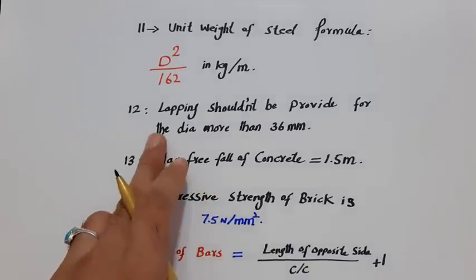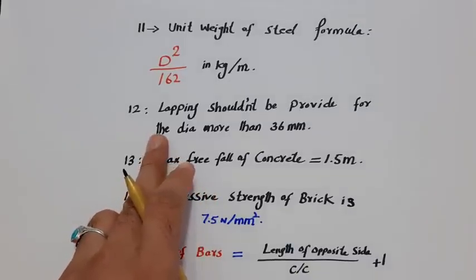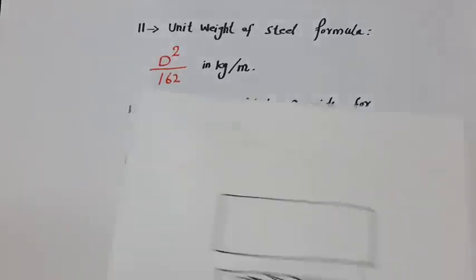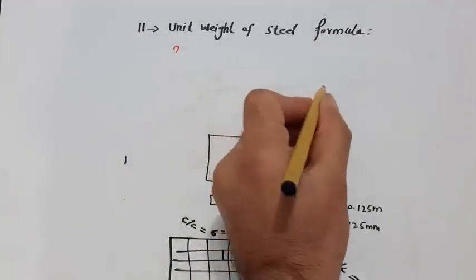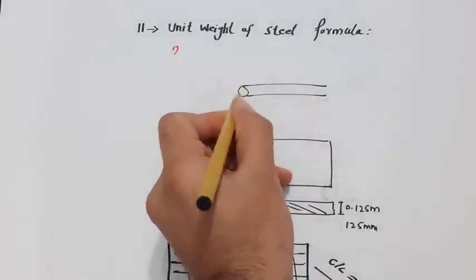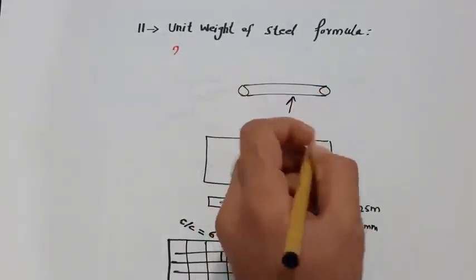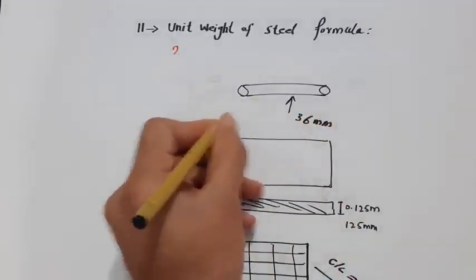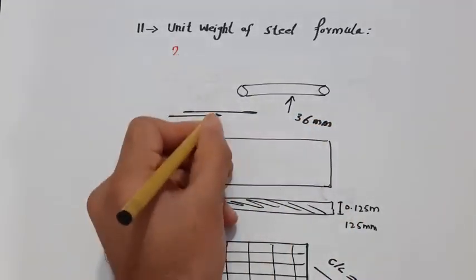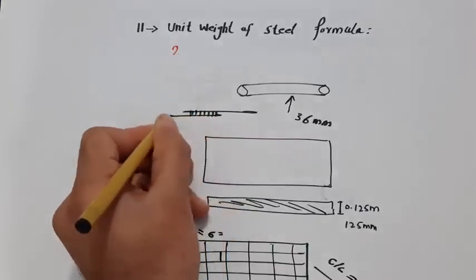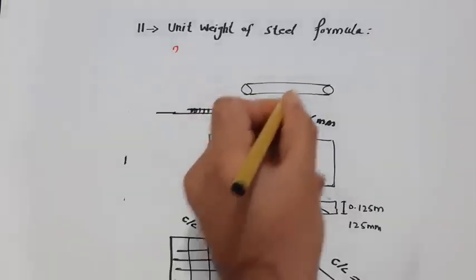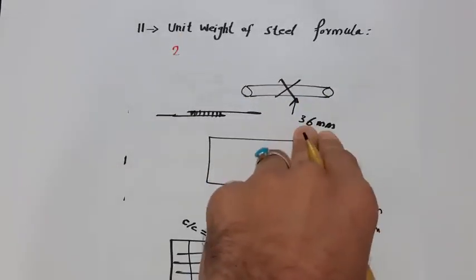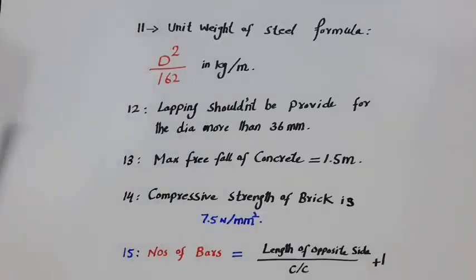Guys, the 12th one is lapping should not be provided for dia more than 36 millimeter. For example, you can see this is a steel rod. If the dia is more than 36 millimeter, the lapping should not be provided. This is lapping, guys, you can see. Less than this you can use lapping. For larger ones you can use the coupler method or any other method.